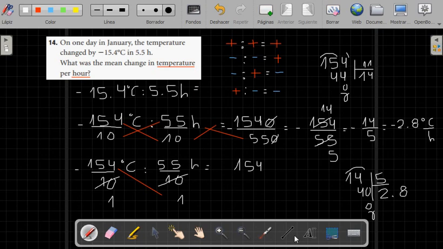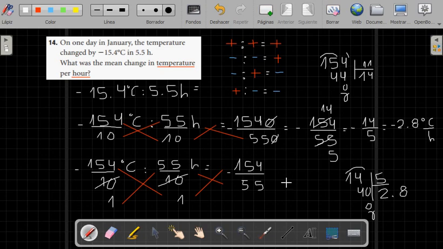Y ahora viene la otra multiplicación. 1 por 55. Eso nos da 55. Me olvidé poner aquí el resultado de esta. Va allí. Entonces, 154 sobre 55. And remember, negative divided by positive, it is negative.